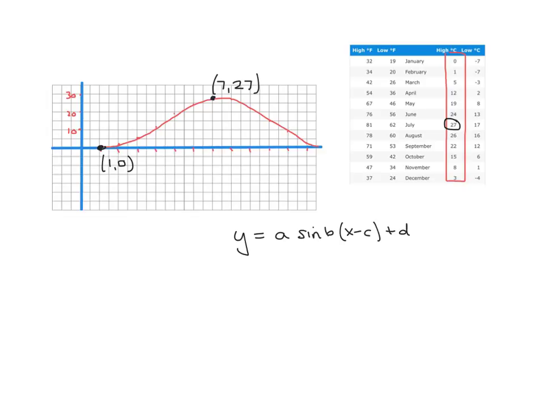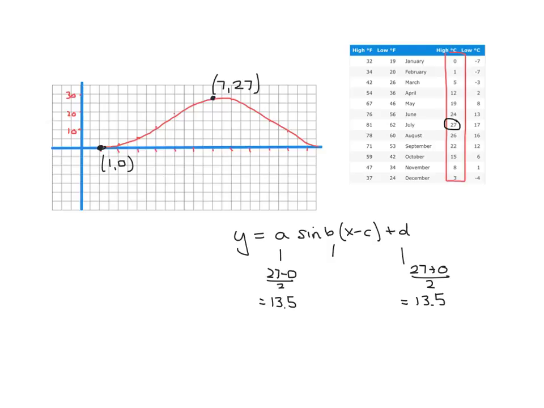Because we know that A is going to be max minus min. So we know that 27 is the max, the minimum is 0, and divide by 2, and we get the answer 13.5. And D is max plus min, so 27 plus 0 divided by 2 is the same thing, 13.5. We get lucky here in St. Catherine's, having A and D both the same.